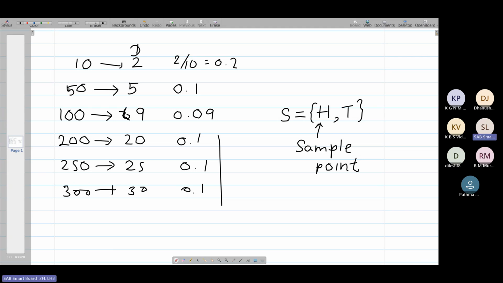Okay. Then tell me, tossing 1 coin, we can get 2 sample points. Then tossing 2 coins, how many sample points can we get? How many? Tossing 2 coins.